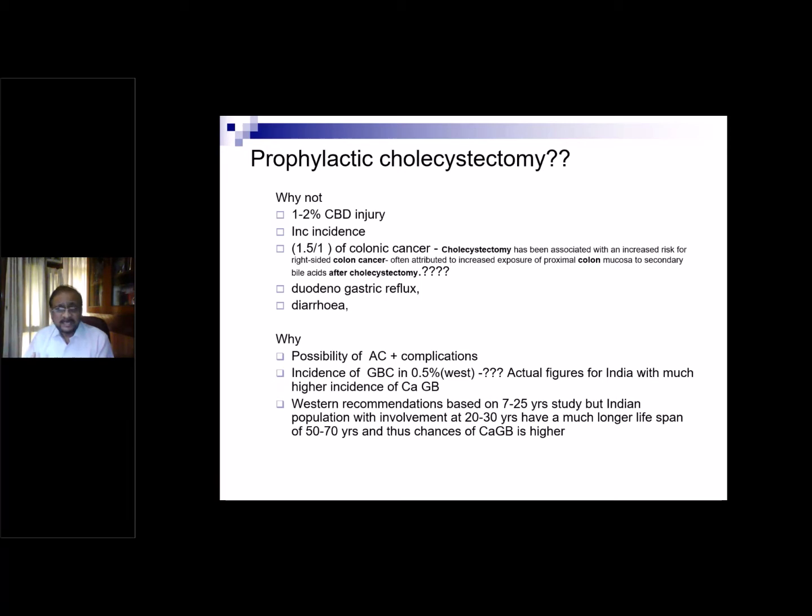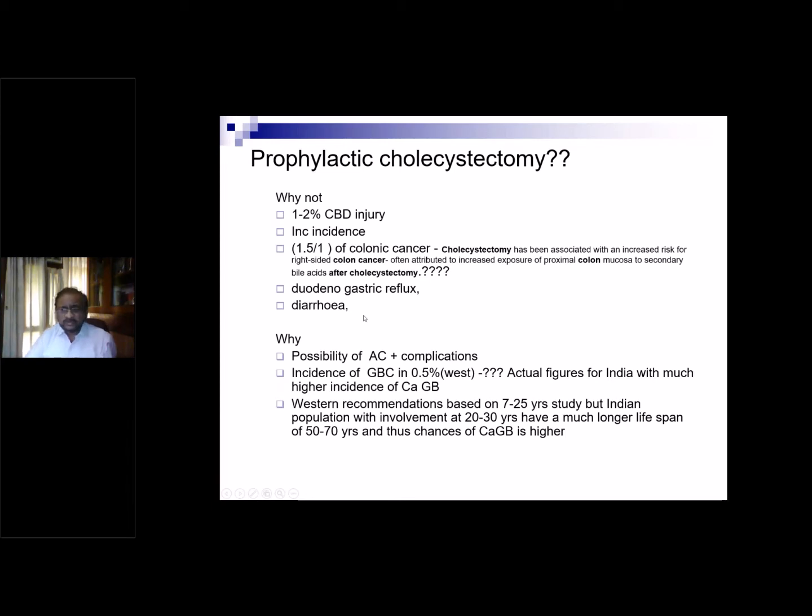And why is that? That is probably because the huge load of the bile salt, which are no longer being, or rather, the enterohepatic circulation is basically being blocked after cholecystectomy. So that is increased exposure of the colonic mucosa to secondary bile after cholecystectomy. Number 3, duodenal gastric fistula. Number 4, diarrhea. So these are all side effects of a cholecystectomy. So prophylactic cholecystectomy, this patient did not have any complaint. Now is subjecting this patient to increased incidence of these diseases. In addition to this, 1 or 2% of CBD injury.